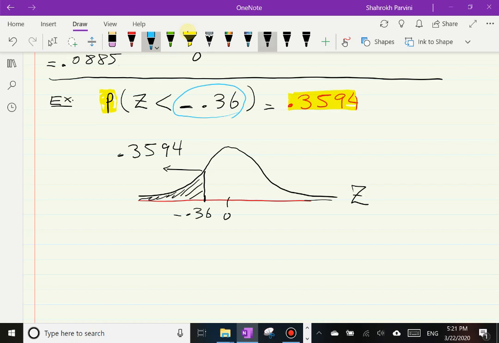But anyhow, now here's what I want to point out. So now that we have this, what if I want to find the probability of a z greater than 0.36? This is now a positive 0.36. Now, by symmetry, if I draw the distribution, the area under the distribution, this is 0.36, and this is what we want to know, right? We want to know what this area is.